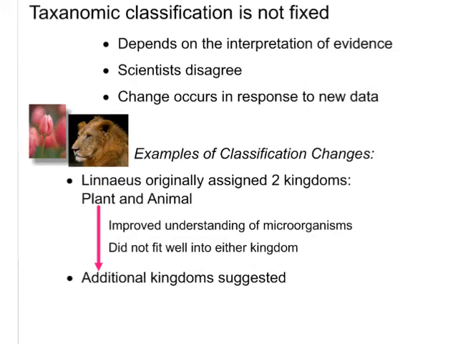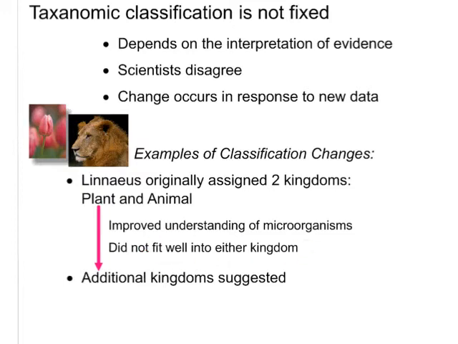Here's some examples of classification changes, major changes. Linnaeus, when he originally came up with his system of classification, he only assigned two kingdoms, plant and animal. Here are just some representations from those kingdoms. But we had understanding that came about of microorganisms since he set those two kingdoms up that really changed the way we thought about things. Organisms were discovered that absolutely did not fit into either of these kingdoms.